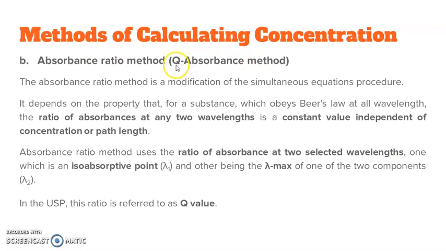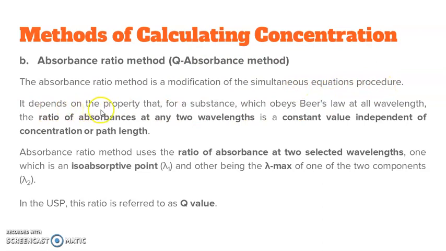As I mentioned, this is also known as the Q absorbance method, and one pharmacopoeia, that is the United States Pharmacopoeia, calls it a Q value, or this absorbance ratio, they call it a Q value. This absorbance ratio method is a modification of the previous method, that is the simultaneous equation procedure.